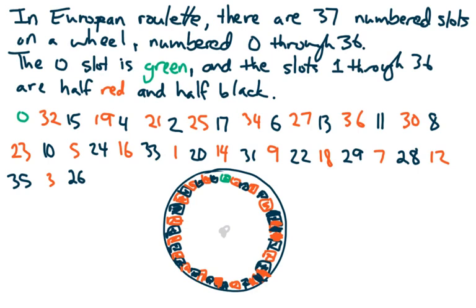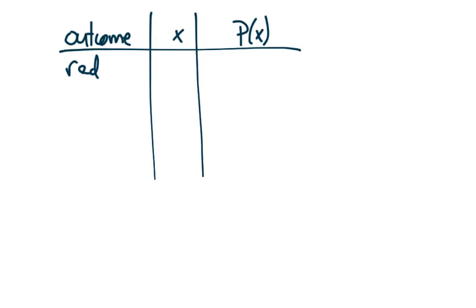Here is a picture and the numbers and order they go from 0 to 32 to 15, etc. around in a clockwise fashion. Notice that there are three colors: green, red, and black. Notice that some of the black ones are odd and some of the black ones are even. Same for red. So there are three colors. We should be able to make a table listing the outcomes in terms of colors: red, green, and black, right?